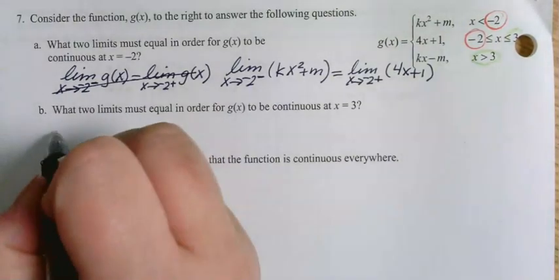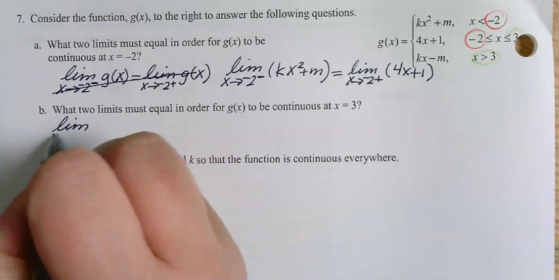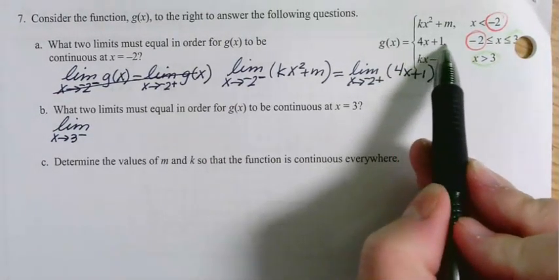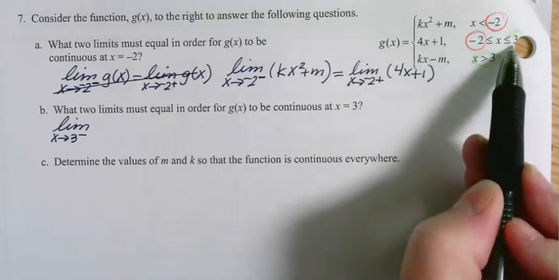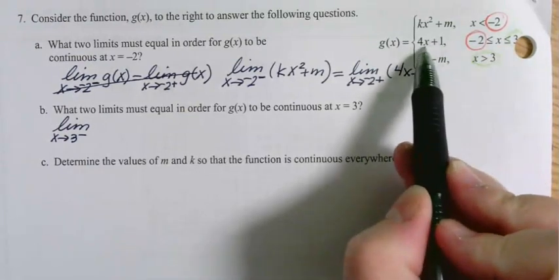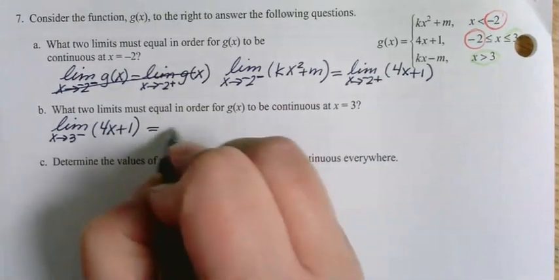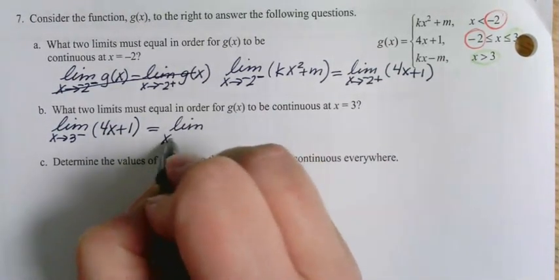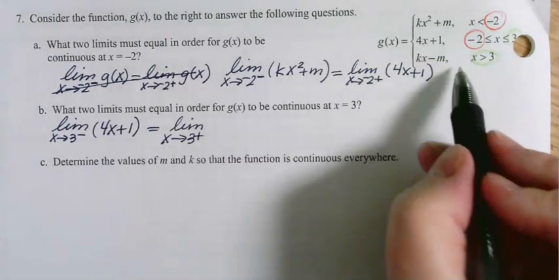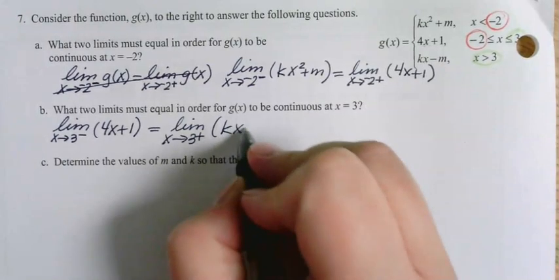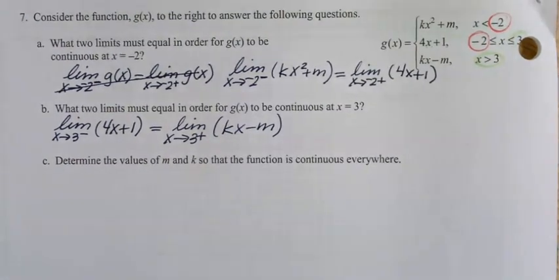when x is approaching 3. So my limit as x approaches 3 from the left, and that means I'm using this because this is true when x is less than 3, of 4x plus 1 has to be equal to my limit as x approaches 3 from the right of kx minus m.